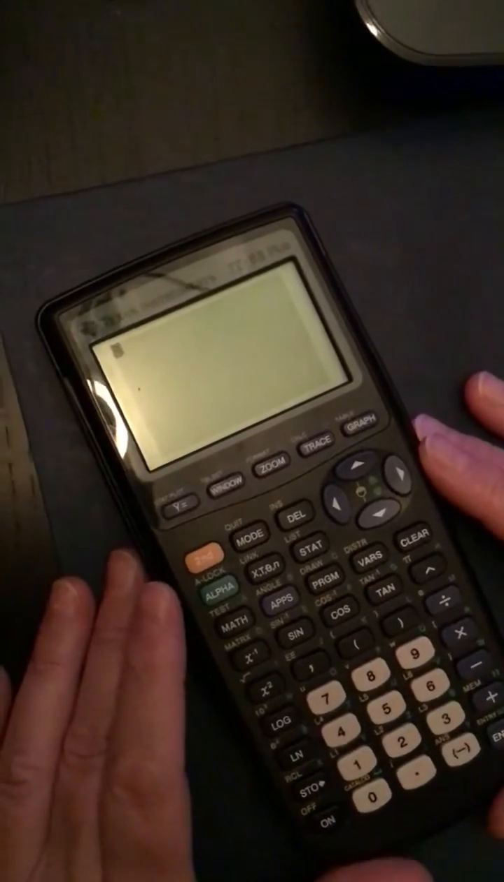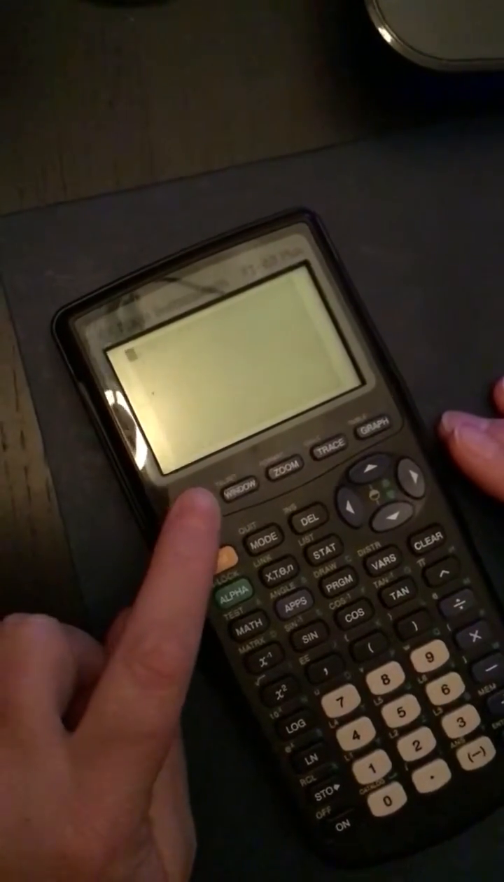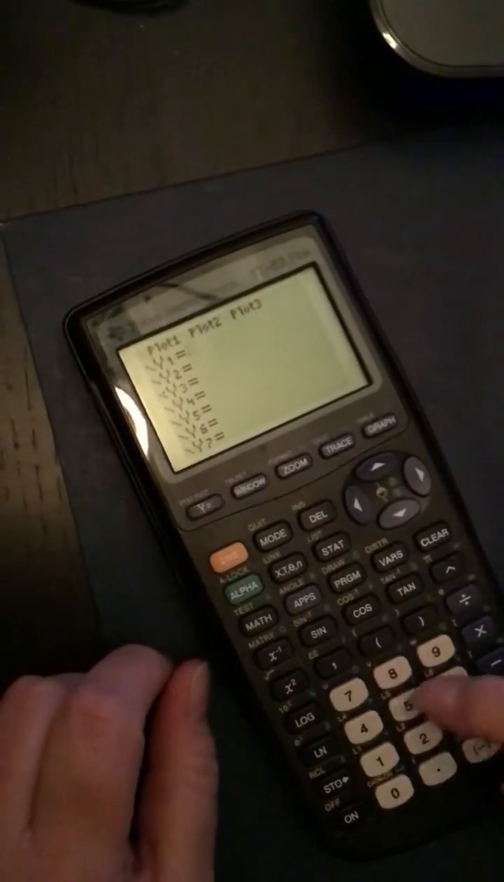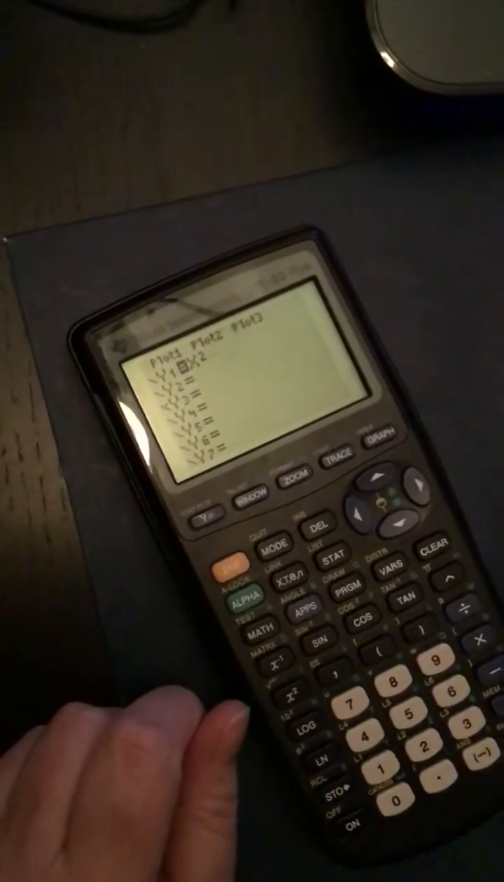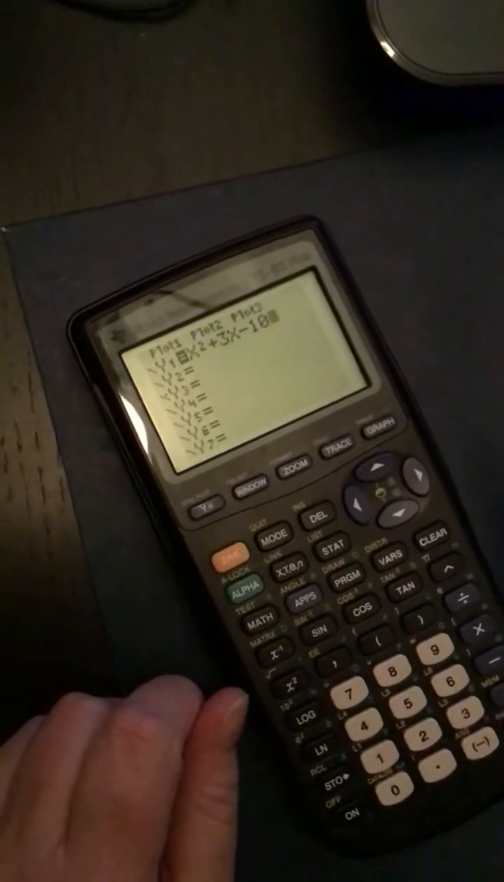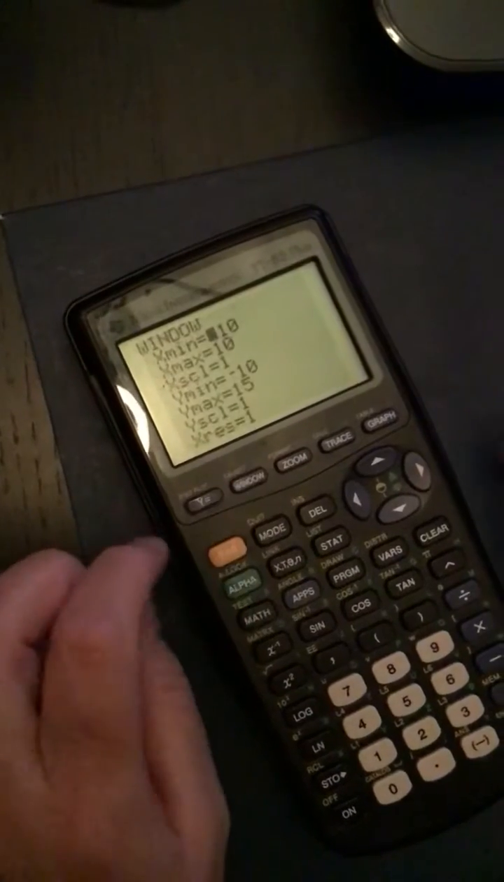Okay, so here I'm going to show you how to use your calculator to find the zeros of an equation. So the first thing you do is you press your y equals button, and you're going to put in your formula. So we're going to put in that first formula on that page, x squared plus 3x minus 10. Now I've already set my windows up, and if you haven't, take a look.